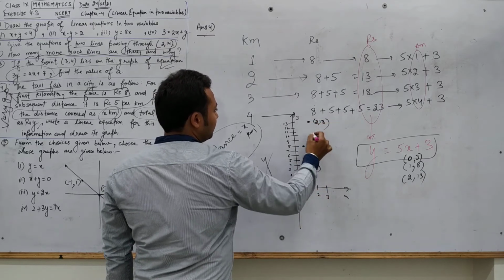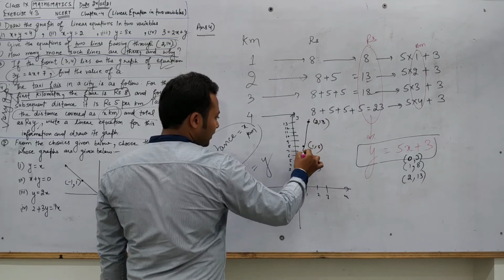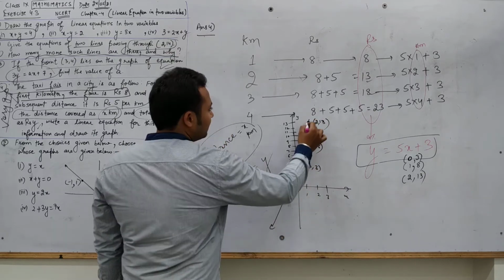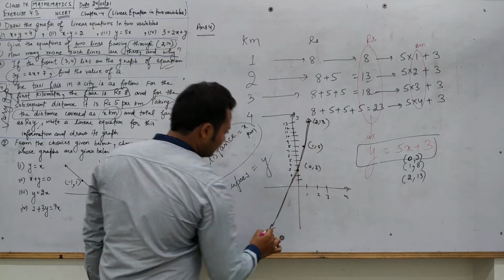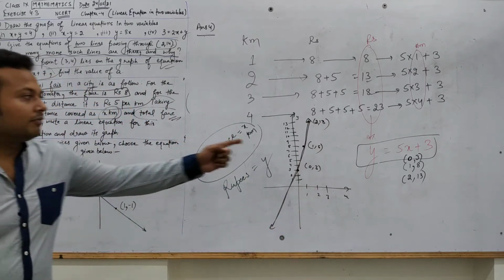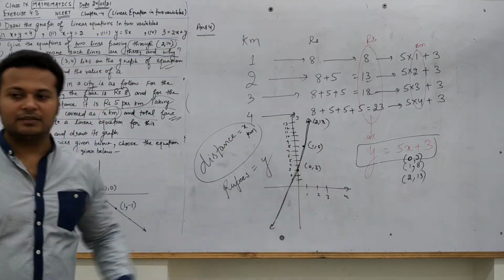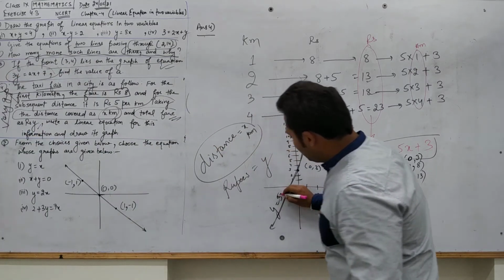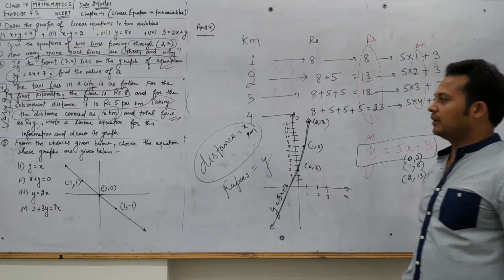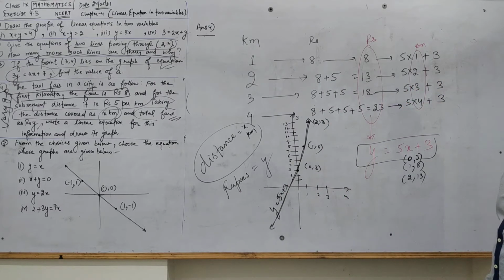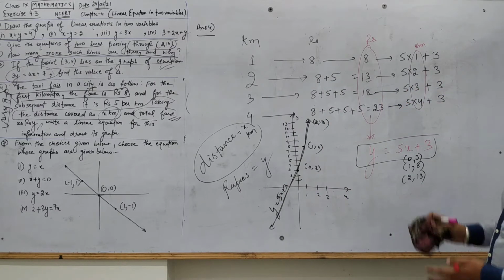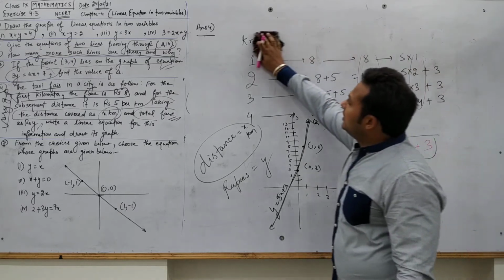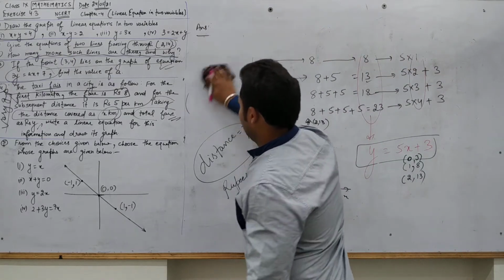Okay, so joining these 3 points, we will get a line that is representing y equals 5x plus 3. Okay, that is representing y equals 5x plus 3. Is this clear, bache? Okay, let's start answer 5th.